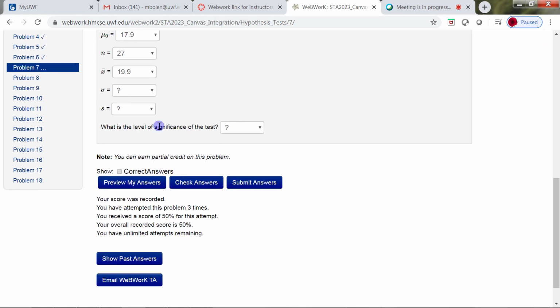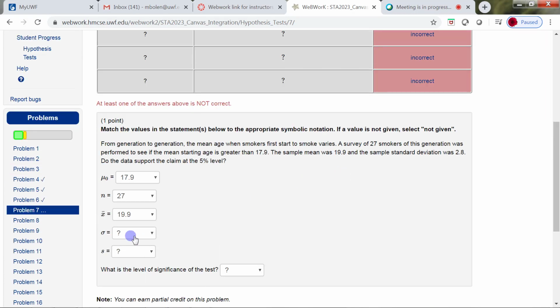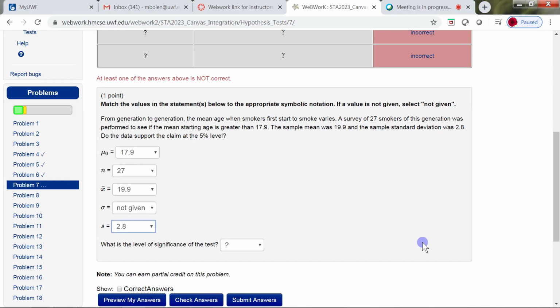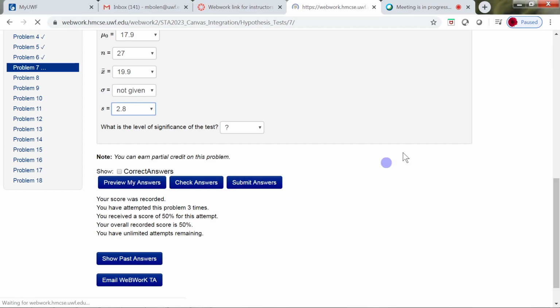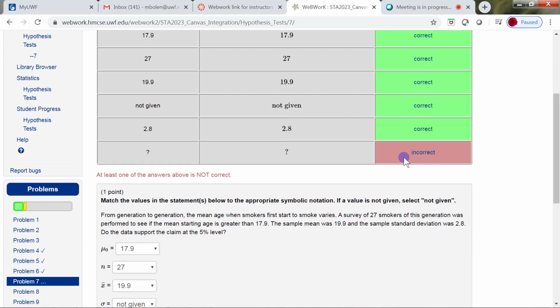Next it says, sigma is equal to, it didn't give us sigma. It gave us the sample standard deviation, and nowhere is it mentioned what sigma is. So that's a not given. And then S is going to be equal to 2.8. Where's 2.8? There it is. And we'll submit those answers, make sure we're on the right track.